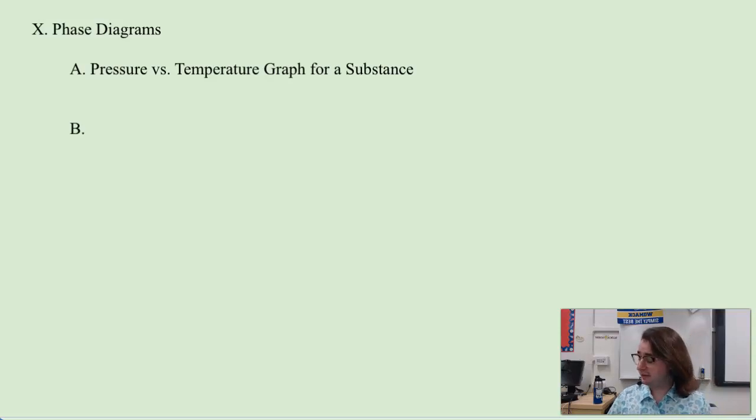Welcome! Today we are going to talk about phase diagrams. Phase diagrams are a way for us to look at a comparison of pressure and temperature for a different substance along different points. So let's draw a graph.